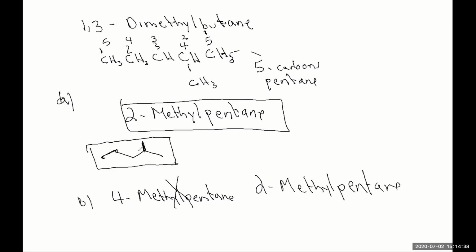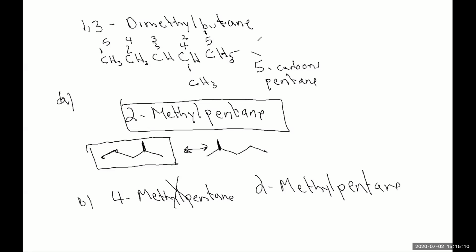Instead of drawing the structure like this, we could also draw 2-methylpentane like this. These two are the same structure, because if you flipped this drawing 180 degrees in the plane of the paper, you'd end up with the same molecule. You're not making or breaking any bonds by rotating it.